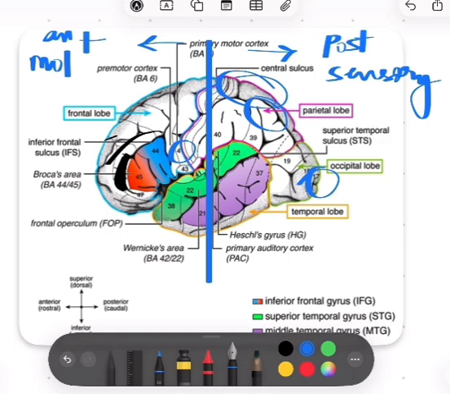Next, area 22, which is our favorite Wernicke's area. Area 22 is Wernicke's or sensory speech area. So again, it is sensation. So it is posterior, and it is in the superior temporal gyrus. It is posterior to the central sulcus, area 22. Okay, and it is your sensory speech area, present in the superior temporal gyrus.